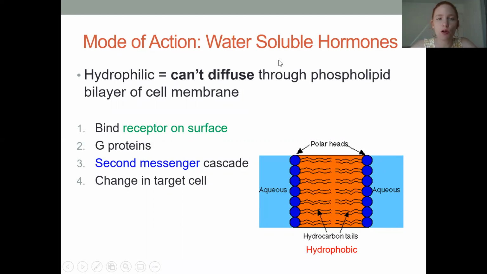Because the water-soluble hormones are hydrophilic, they are polar, that means that they cannot diffuse through the phospholipid bilayer. So that means that they have to bind to the receptor that is on the surface of the cell, and then they need to use some other second messenger in order to create a response in the cell. So they bind to the receptor that activates a G protein. The G protein then will activate a second messenger. Remember, the second messenger is the thing in the cell that does the response for that cell. Make some sort of physical change of that target cell.